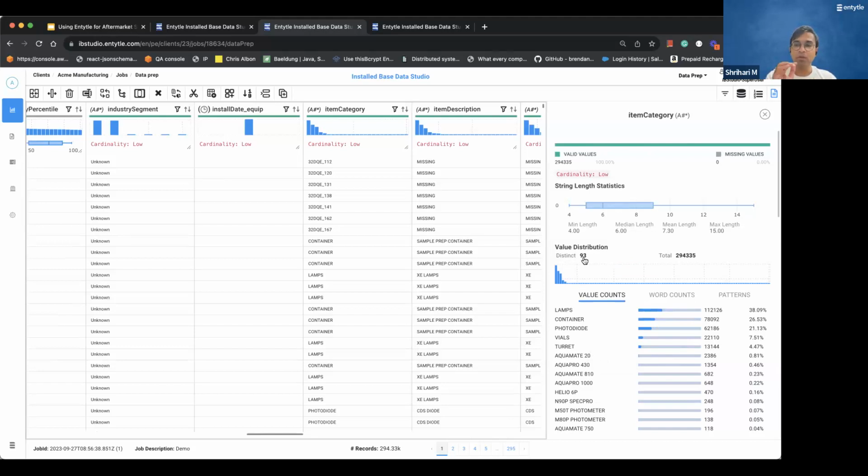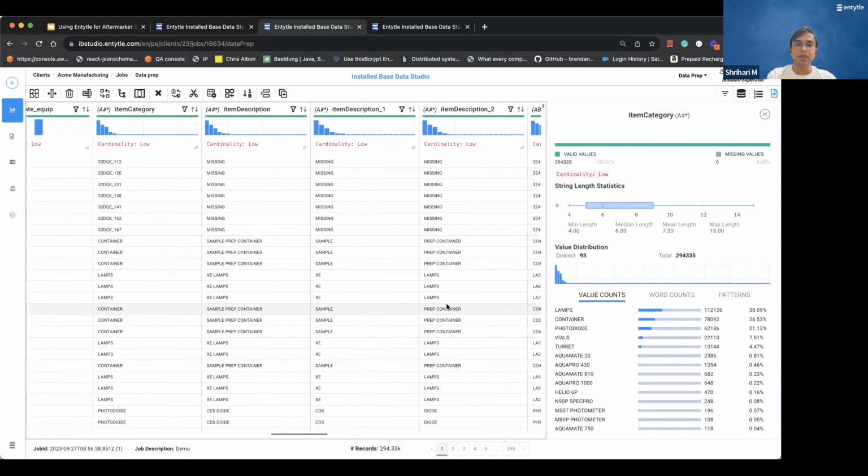Here you can see that out of the 294,000 records, only 93 are distinct, meaning relatively, as far as the categorization of item is concerned, it is good data.